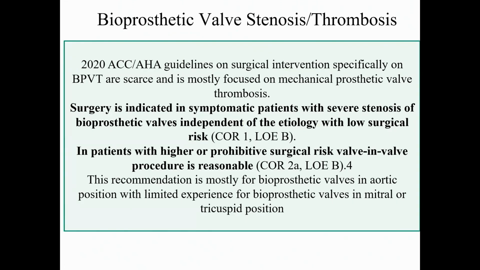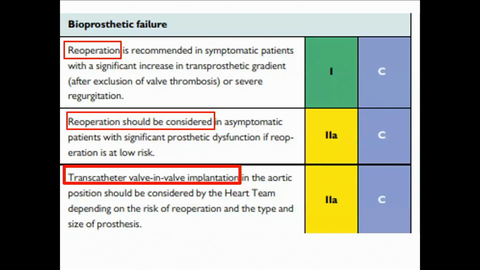Thrombosis of the leaflets in bioprosthetic valve. Surgery is indicated in symptomatic patients with severe stenosis, generally independent of the etiology with low surgical risk, while in patients with higher prohibitive surgical risk, valve-in-valve procedure is reasonable. These are the guidelines. Reoperation is recommended, class 1.